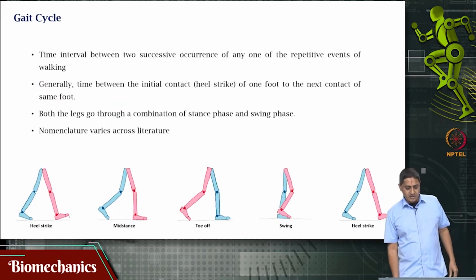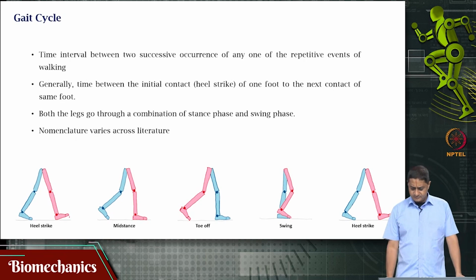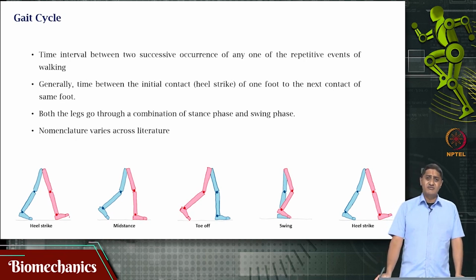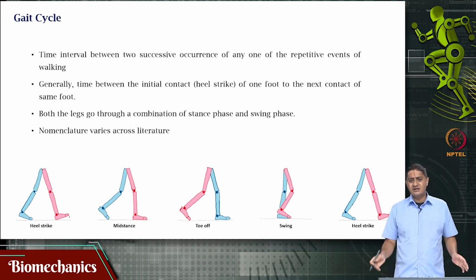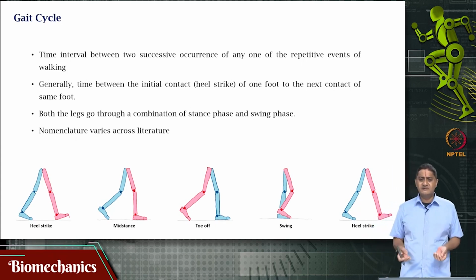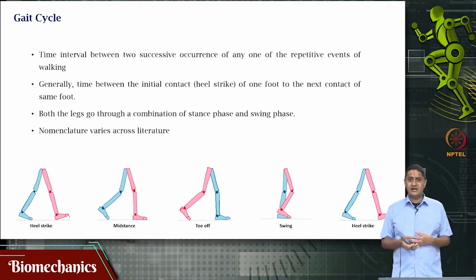Okay. So, what are the various phases of walking? This is called as Gait cycle. So, if you take two successive occurrences of any of the repetitive events of walking, that time interval and the set of all events that happen within the time interval is called as Gait cycle. Okay.